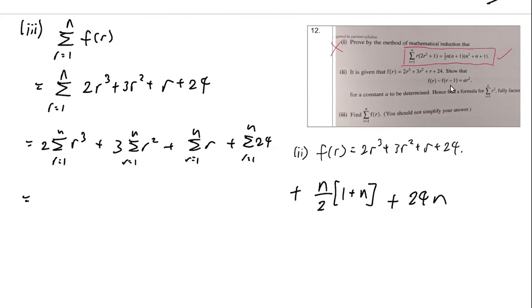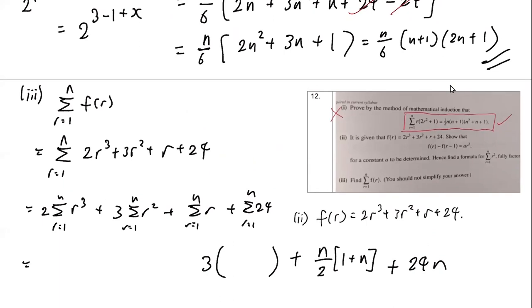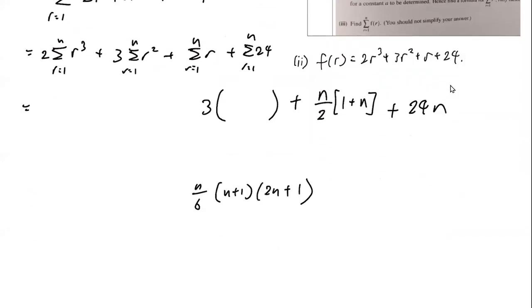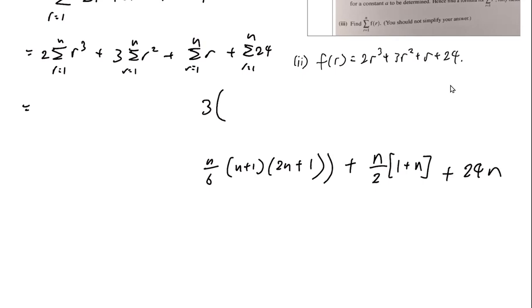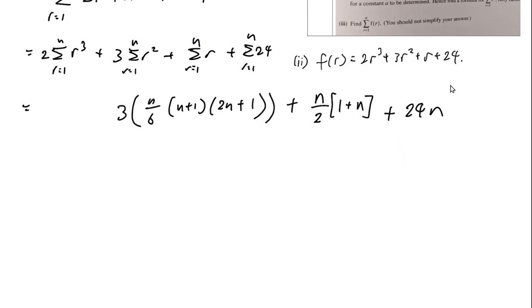Then add on 3 times the summation of r squared. We already have a formula for the summation of r squared from the previous working, part 2. It's this one: n over 6 times n plus 1 times 2n plus 1. So we're just going to copy and paste it here. Okay, now is the challenging part.